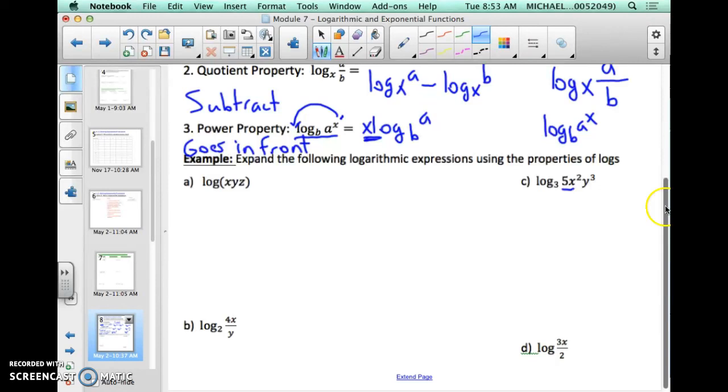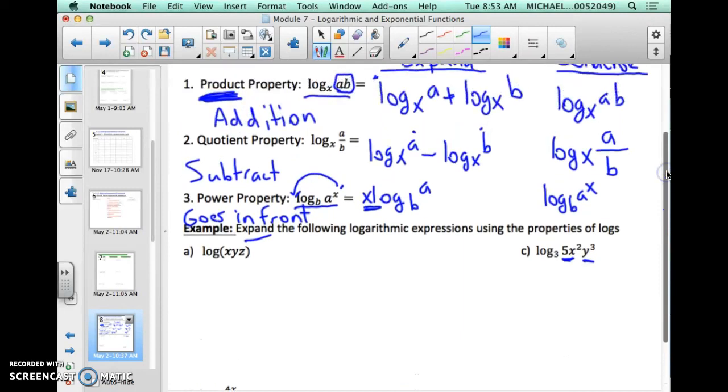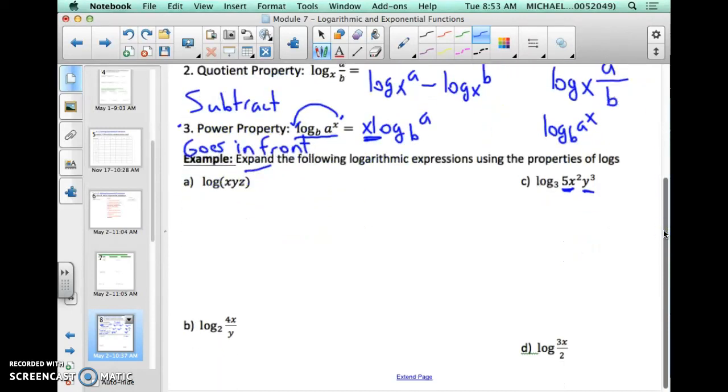If I do C here, it says to expand the following logarithmic expressions using the properties of logs. I know that I have two outputs, so that should tell me that I'm going to have two logarithmic functions when I expand this. I know that 5x squared is multiplying y cubed, so I'm going to use the product property, but they both have powers, so I'm also going to use the power property. Please pay attention to how I do this.